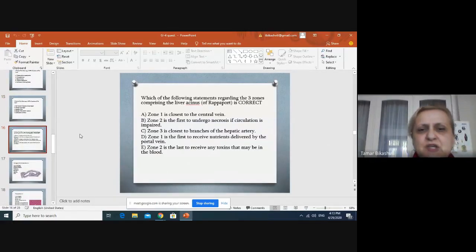Okay, now which of the following statements regarding the three zones, you remember, yes, the three zones comprising the liver acinus, is correct? Which one is correct?